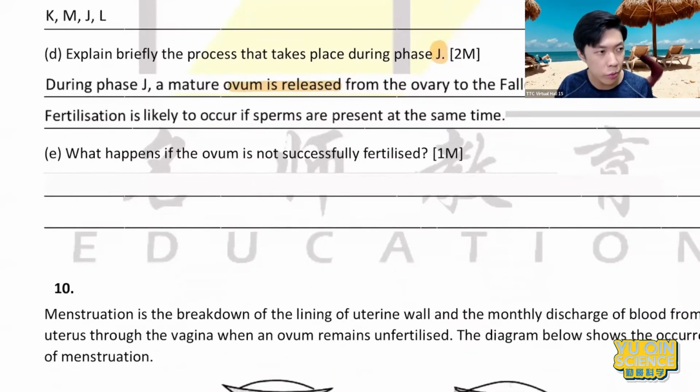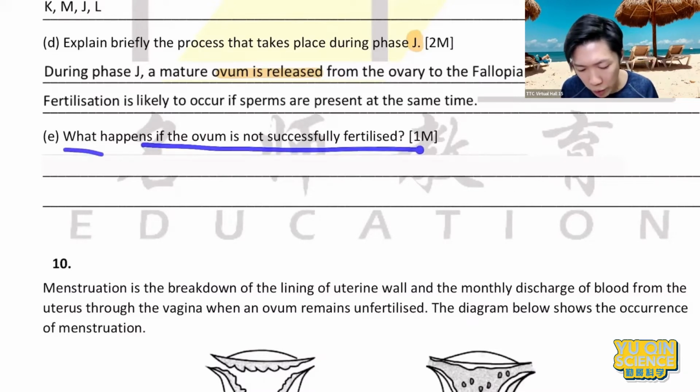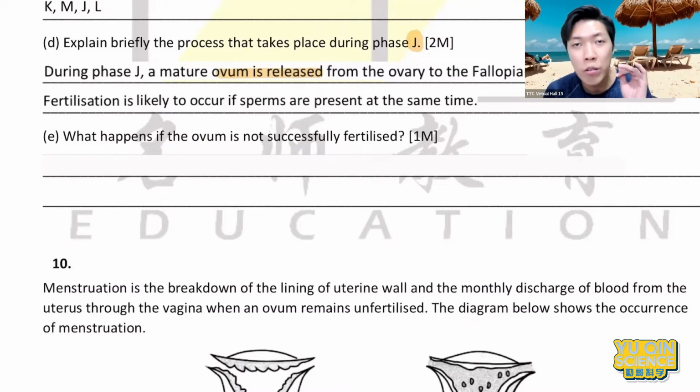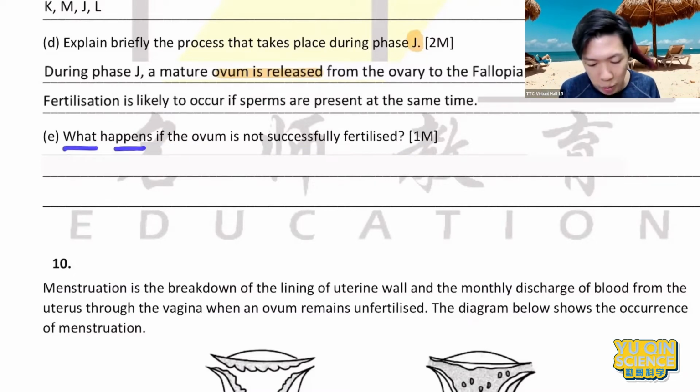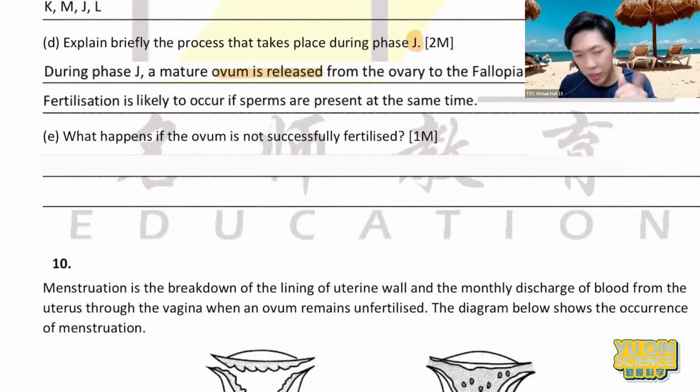Okay, we shall get to E. Okay, let's get to question E, everybody. What happened if, I almost read the wrong thing because that's a very big difference. What happened if ovum is not successfully fertilized, versus what happened to ovum if it's not successfully fertilized, because that's a different answer. Okay. So the question is, what happened if ovum is not successfully fertilized?